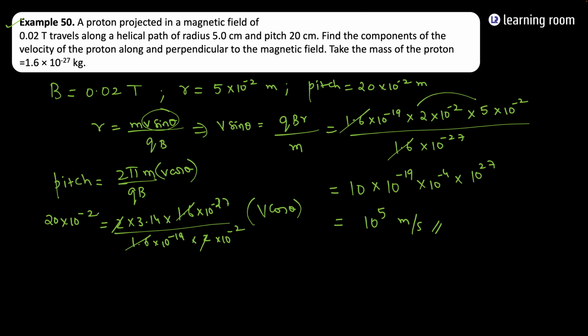So what is going to be the value of v cos theta? v cos theta will be equal to 2 into 10 power minus 1 divided by 3.14 into 10 power minus 27, into 10 power minus 19, into 10 power minus 2. So how much will the answer be?